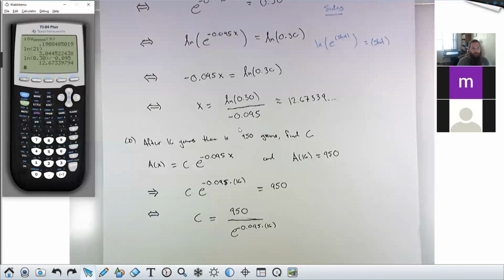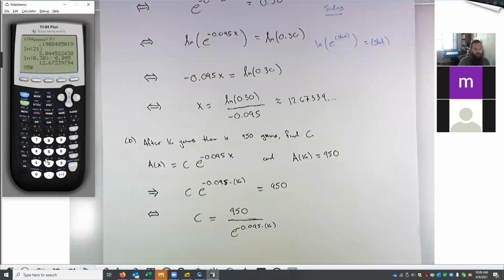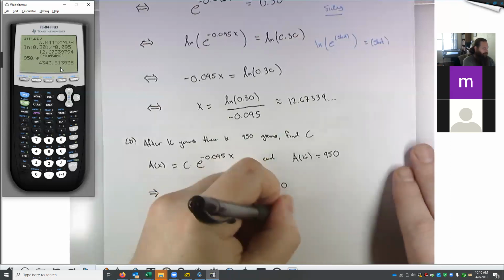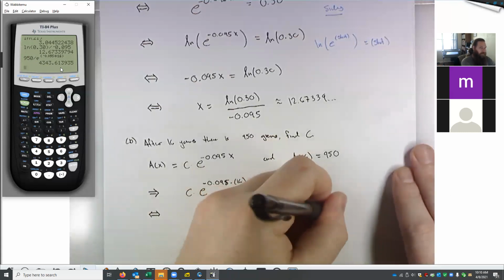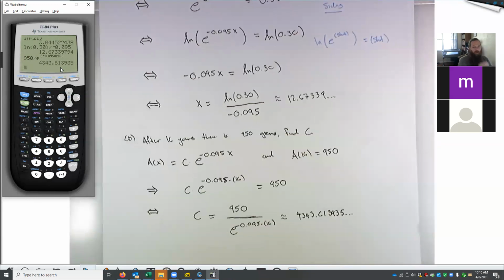And we can calculate this. So I take my 950, I divide it by e. To get e, hit second, and then, my eyes are so bad, is it this? E, yeah. Raised to the power of, parentheses, negative 0.095 times 16. Close that paren, get down out of the power. Make sure everything looks good. It does. So we hit enter. 4,343.61, and so on. Again, round wherever they tell you to round.